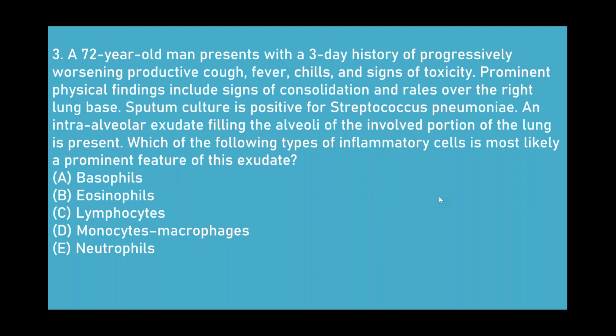We ask about the predominant inflammatory cells. A 72-year-old man presents with a 3-day history of progressively worsening productive cough, fever, chills, and signs of toxicity. Prominent physical findings include signs of consolidation with rales over the right lung base. Sputum culture is positive for Streptococcus pneumoniae, and intra-alveolar exudate filling the alveoli of the involved portion of the lung is present. Which of the following types of inflammatory cell is most likely a prominent feature of this exudate?